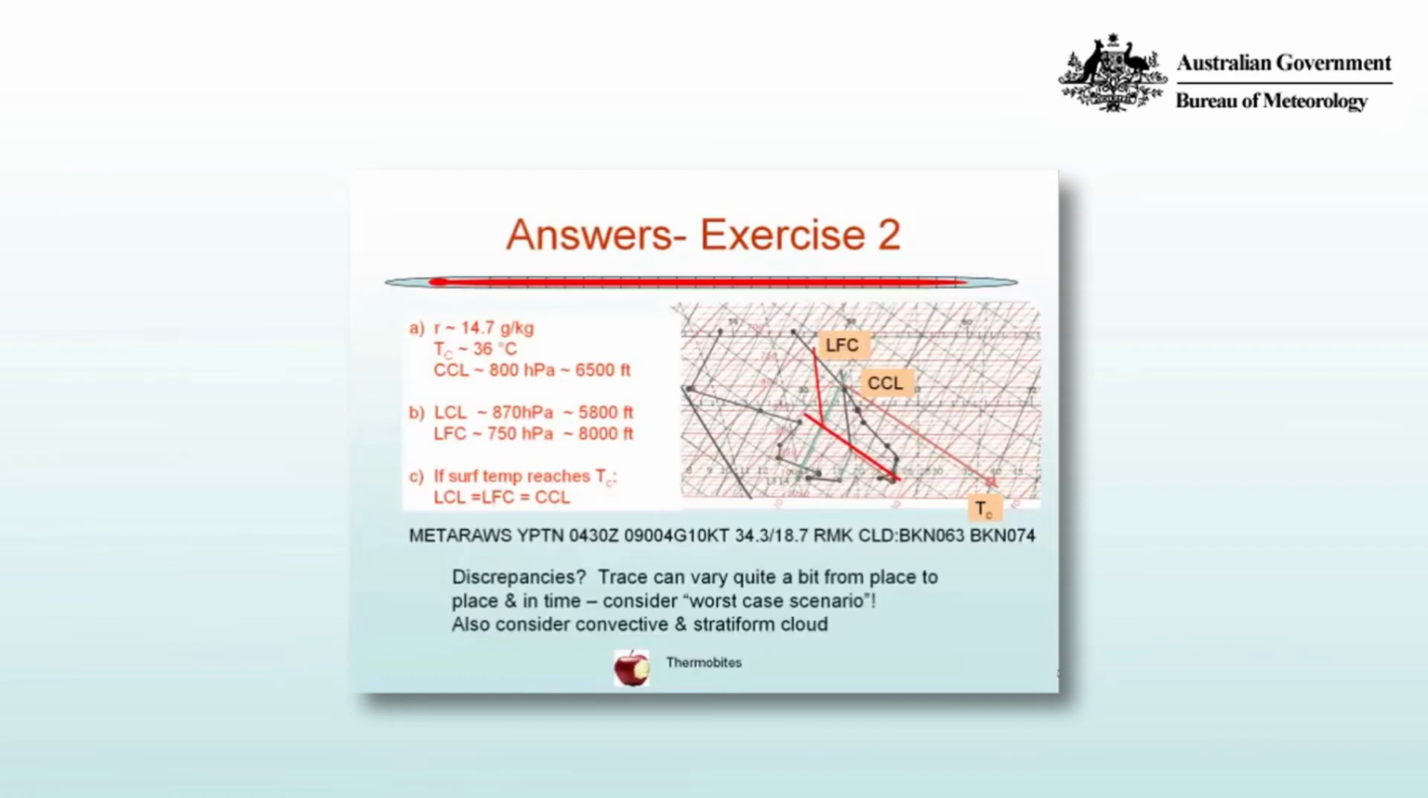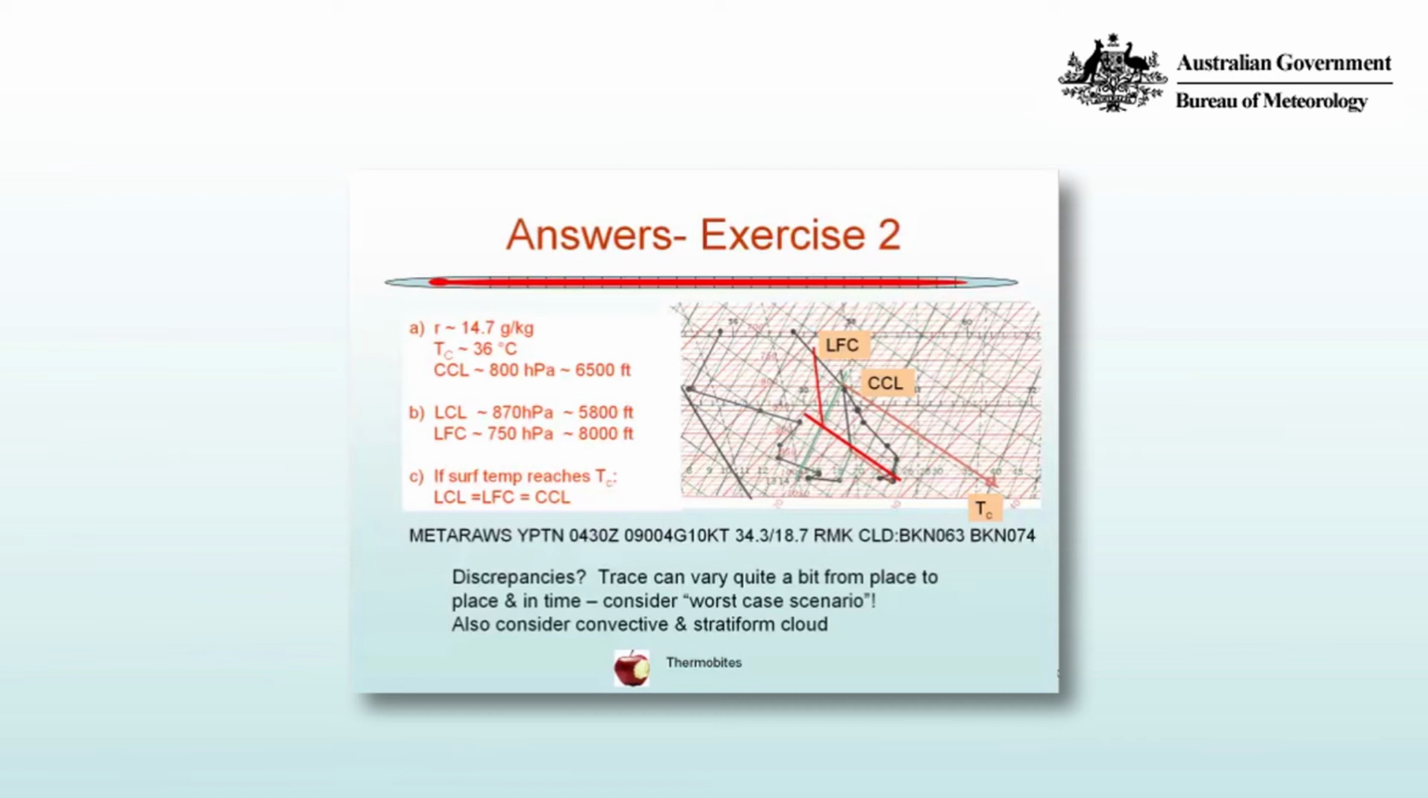So how did you go? If you use the lowest 50 hectopascal mixing, you get a mixing ratio of about 14.7 grams per kilogram and a convective temperature of about 36 degrees, which gives you a convective condensation level of 800 hectopascals or 6,500 feet. You can see that the lifting condensation level is much lower than that, at about 5,800 feet, and the level of free convection for that lifted parcel is at about 8,000 feet. So there's quite a bit of convective inhibition to overcome, a lot of lifting to do.